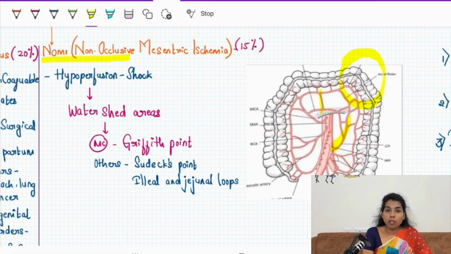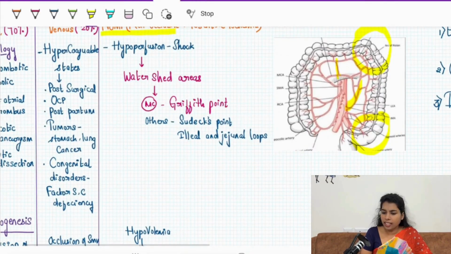What are the other watershed areas which it can involve? Sudeck's point. What is Sudeck's point? Sudeck's point is a junction between a sigmoid artery and the superior rectal artery. Both are branches of the inferior mesenteric artery itself, right? Then other things, the ileal as well as jejunal loops, sometimes can show the features of non-occlusive mesenteric ischemia.